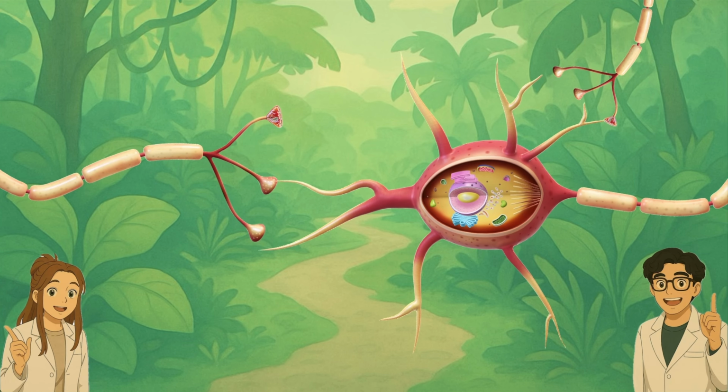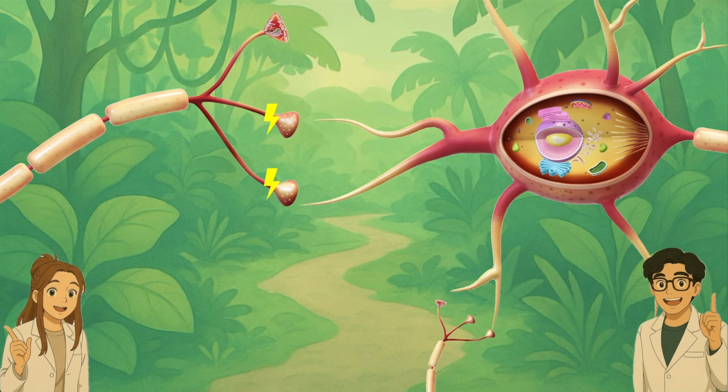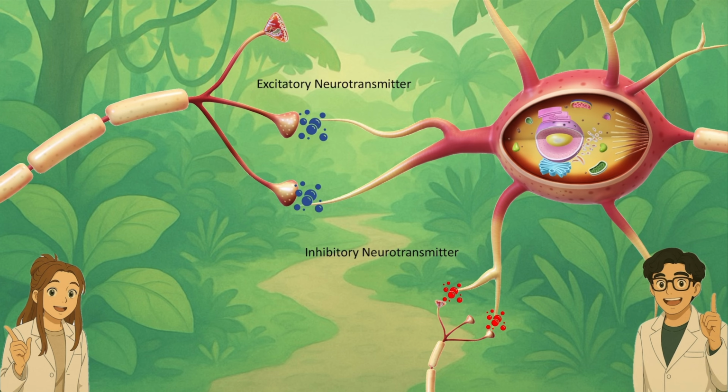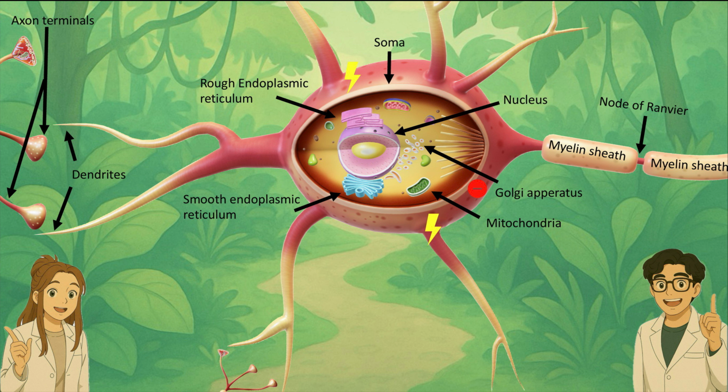First up, neurons. They're the brain's messengers. So as we can see, the dendrites receive the input from other neurons via neurotransmitters. There are different types of neurotransmitters. Keep this in mind when we discuss them later.